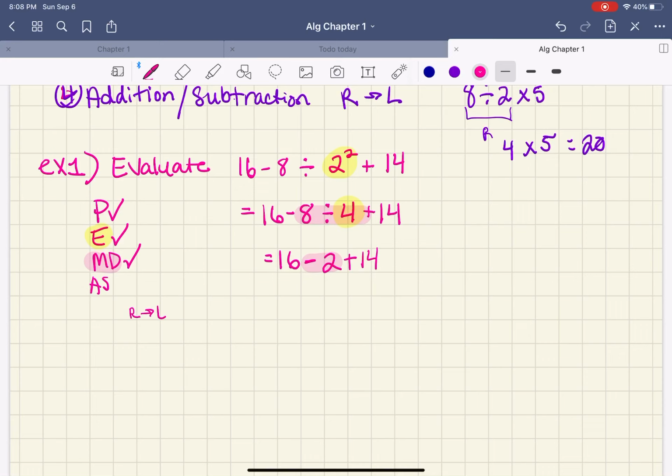So what I need to do is say, okay, my right operation is subtraction, right? That's the one I come across first. 16 minus 2. Well, that's going to give me 14. And then I copy down the operation that I haven't done yet. Now I only have one operation left to do. 14 plus 14 equals 28. That is your answer. That is what we are looking for when we say evaluate, okay?